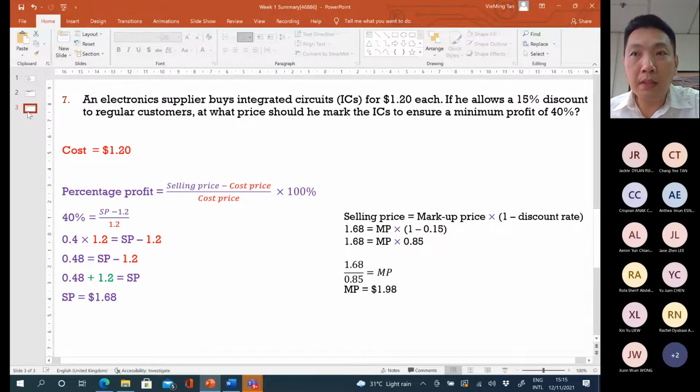I think last semester somebody also asked me question number 7. Do you want me to go through question 7 as well? Question 7. I can go through since we have time.